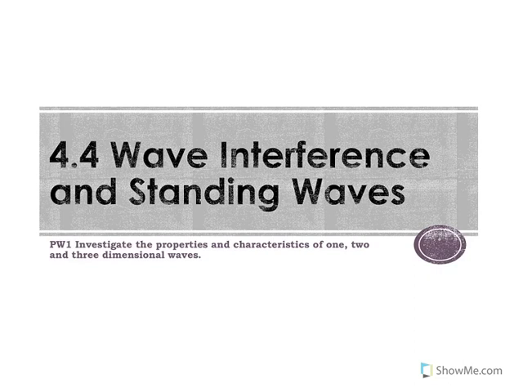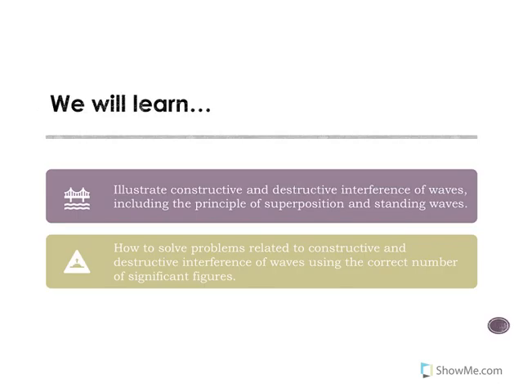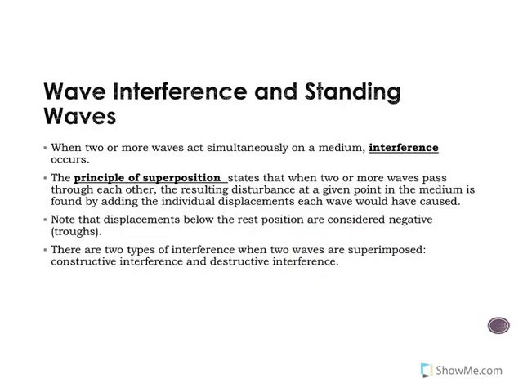This is 4.4 wave interference and standing waves. It's all part of wave outcome number 1, investigate the properties and characteristics of 1, 2, and 3-dimensional waves. In this lesson we will learn how to illustrate constructive and destructive interference of waves, including the principle of superposition and standing waves, and how to solve problems related to constructive and destructive interference of waves using the correct number of significant figures.